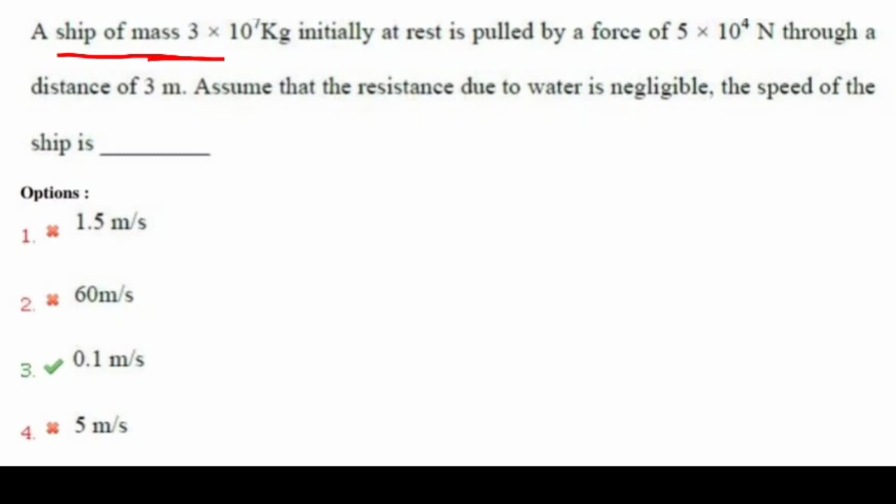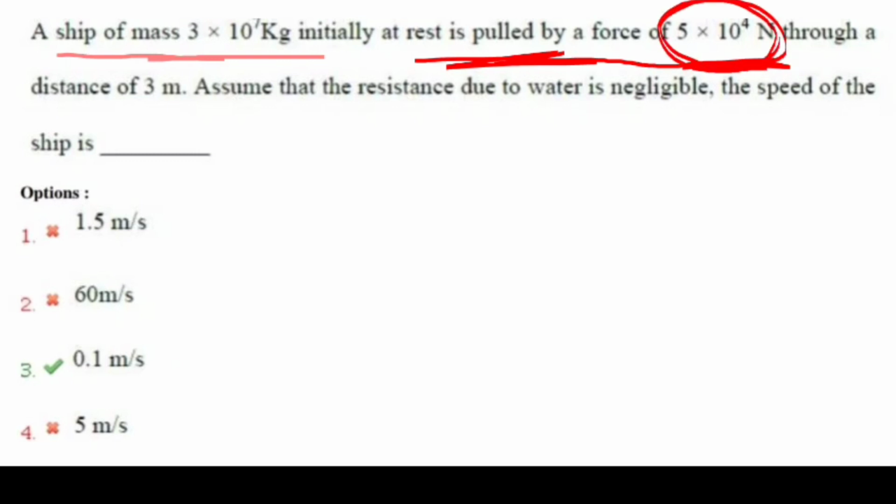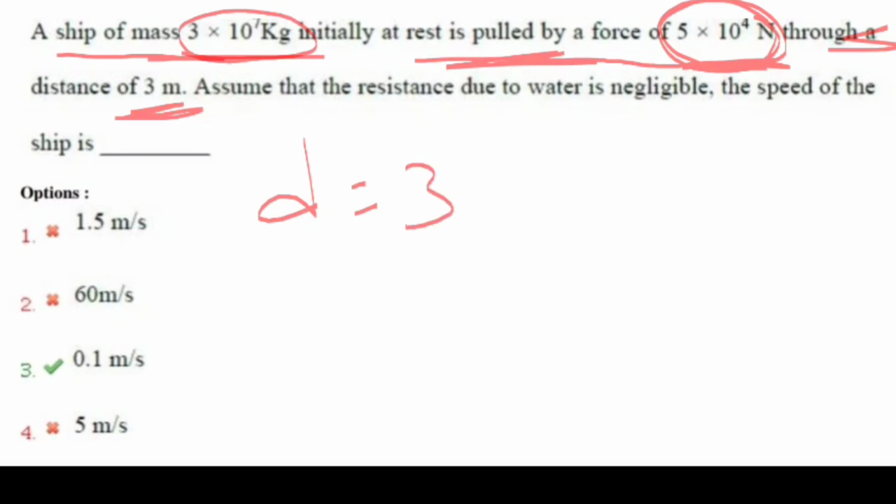A ship of mass 3 into 10 to the power of 7 kg, initially at rest, is pulled by a force of 5 into 10 to the power of 4 Newton through a distance of 3 meters. Force, mass and distance are given. Assume that the resistance due to water is negligible. He is asking the speed of the ship.